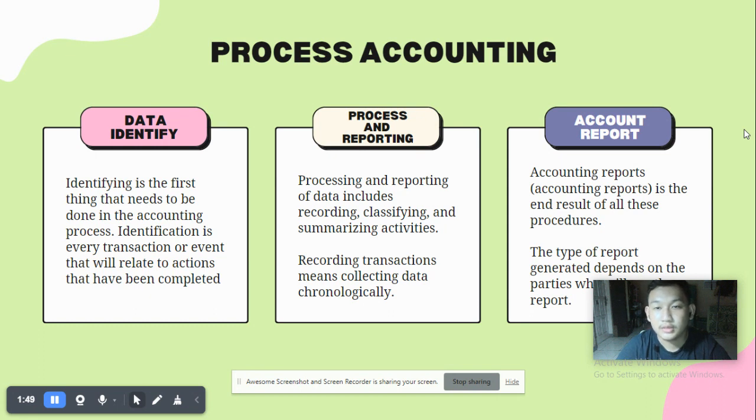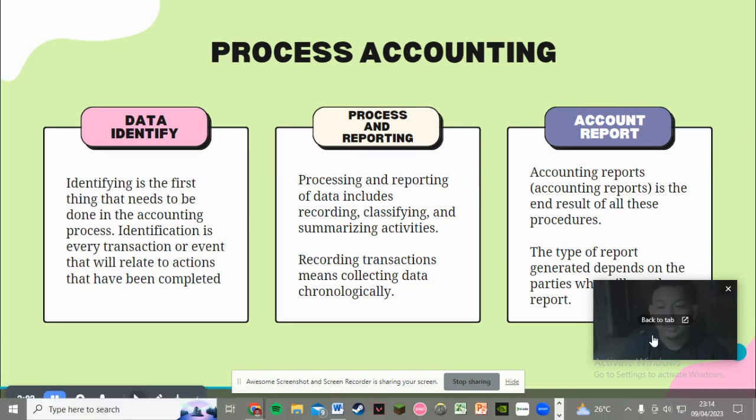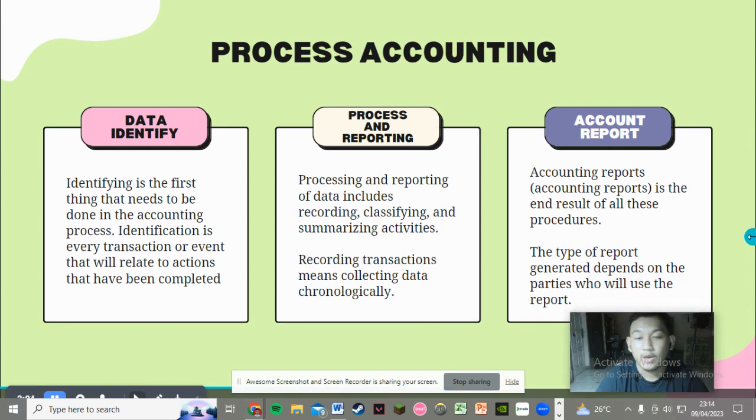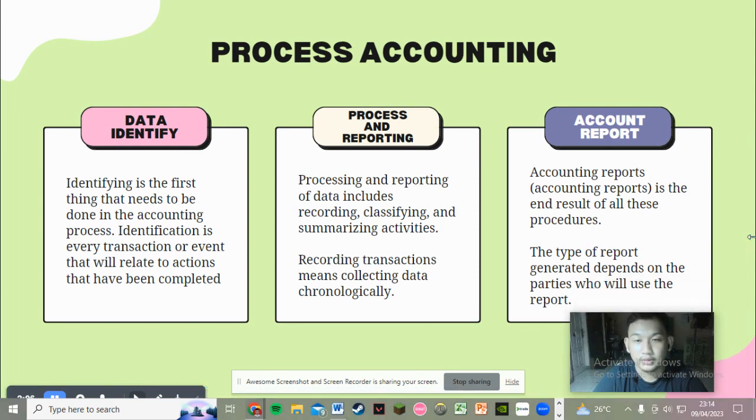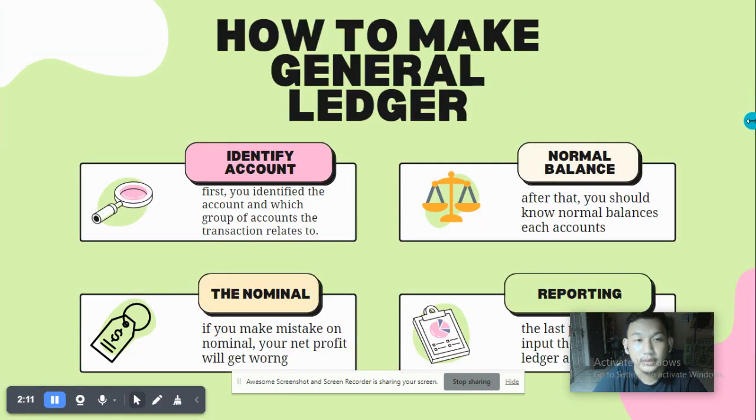Okay, the third step is the accounting report. The accounting report is the end result of all these procedures. The type of report generated depends on the parties who will use the report.